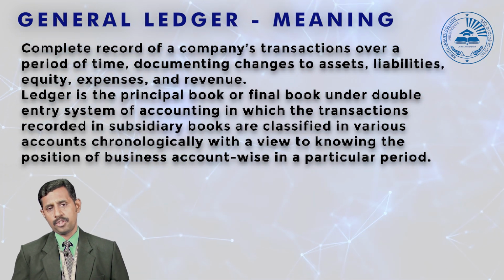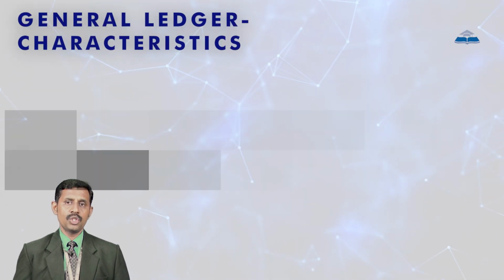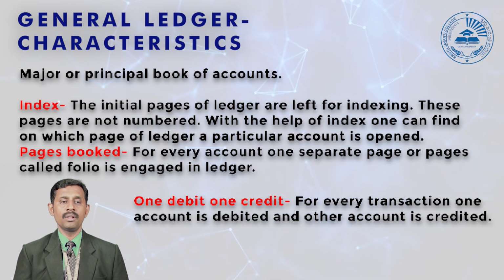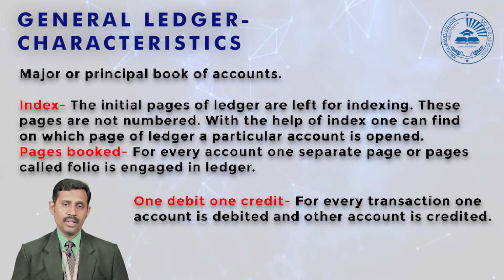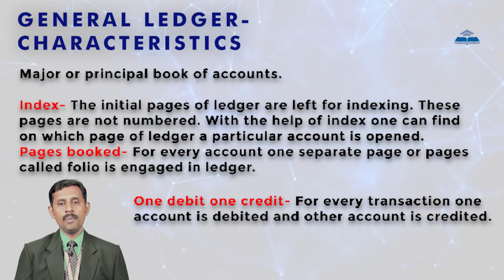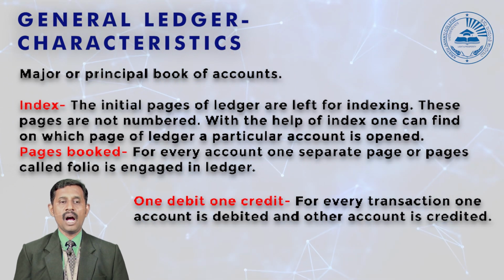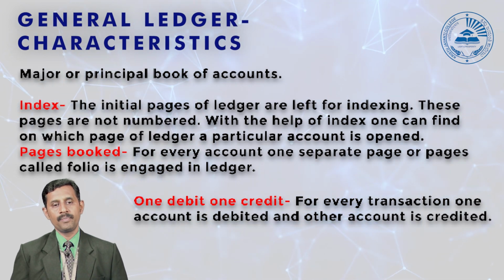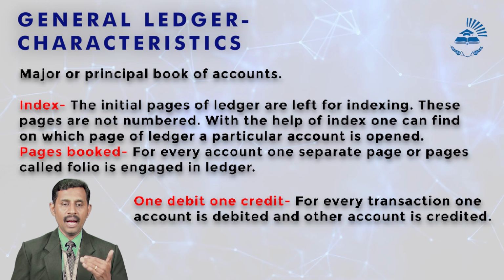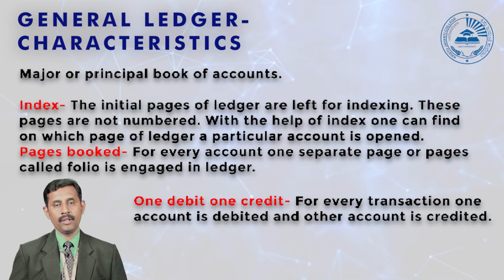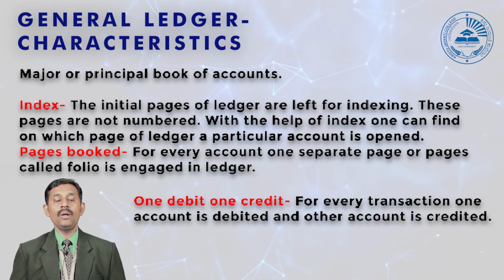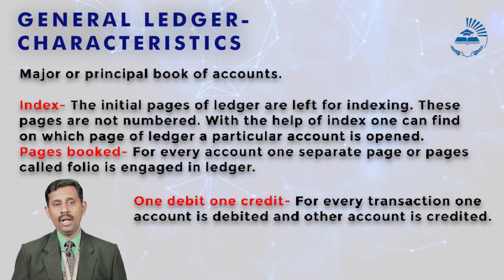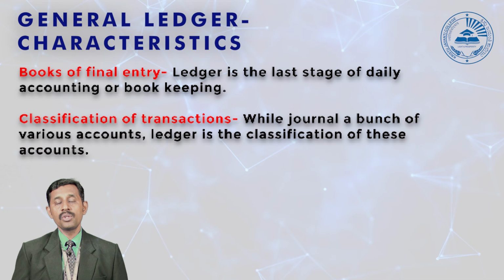It has some characteristics. Let's see them one by one. First, it is the major or principal book of accounts. It has an index, because with the help of the index we can easily identify where an account is available. In the ledger, every account has separate pages, so we can easily identify everything. Then there is one debit and one credit: for every transaction, one account is debited and another account is credited.